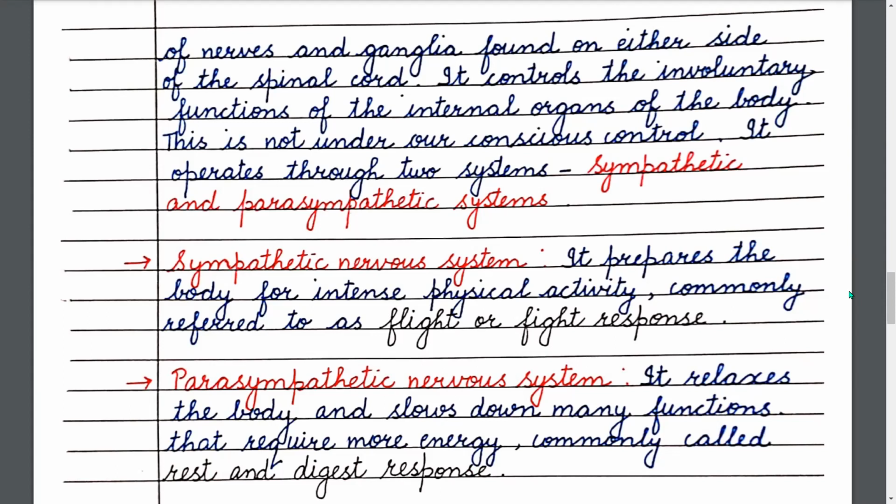Sympathetic nervous system. It prepares the body for intense physical activity, commonly referred to as flight or fight response. Parasympathetic nervous system. It relaxes the body and slows down many functions that require more energy, commonly called rest and digest response.